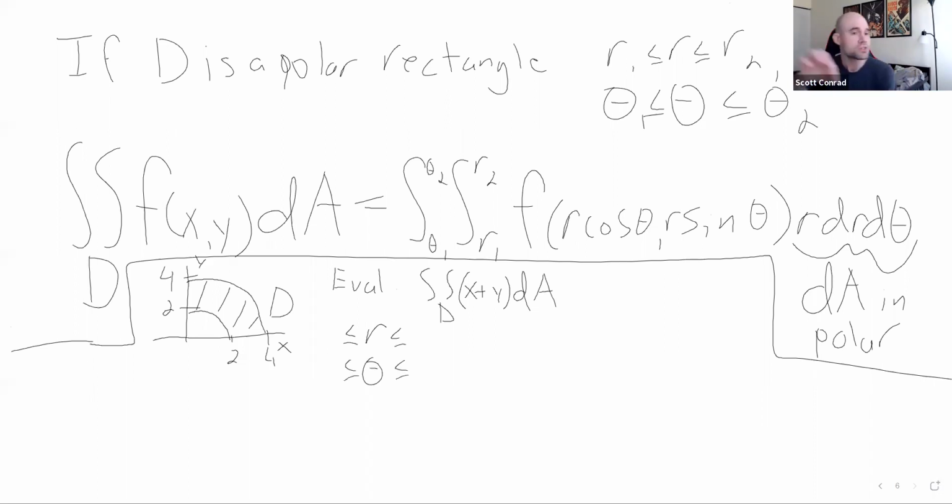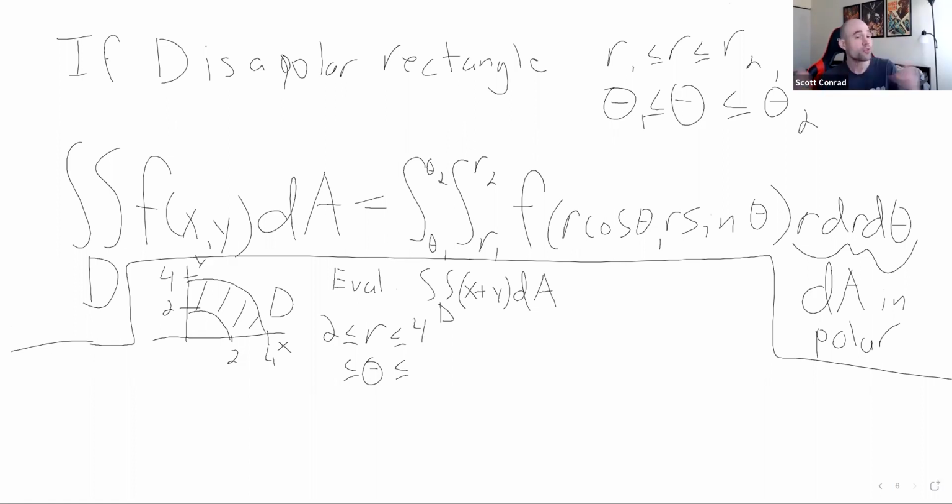Okay, so the points on D closest to the origin lie on r equals what? So all the points closest to the origin are distance what away from the origin? 2, right? They lie on the circle of radius 2 centered at the origin, r equals 2. How about the points furthest from the origin? They lie on the curve r equals 4.